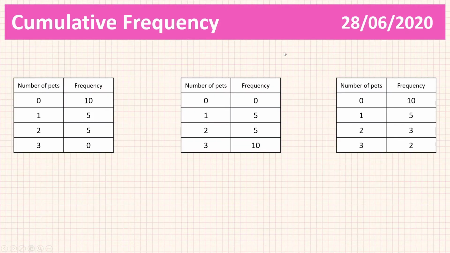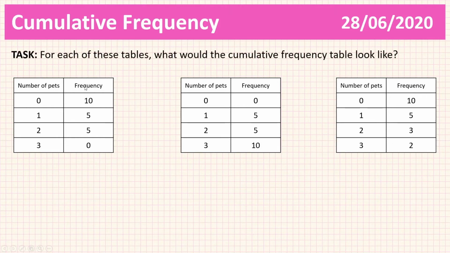So just to give you a bit of practice, here's what I'd like you to do. For each of these tables, what would the cumulative frequency table look like? Pause the video, have a go at that, please.